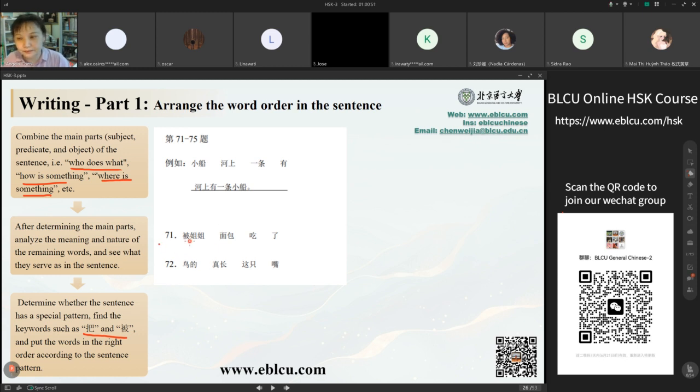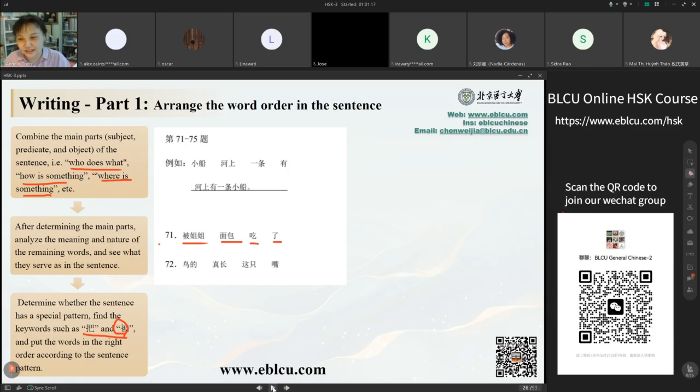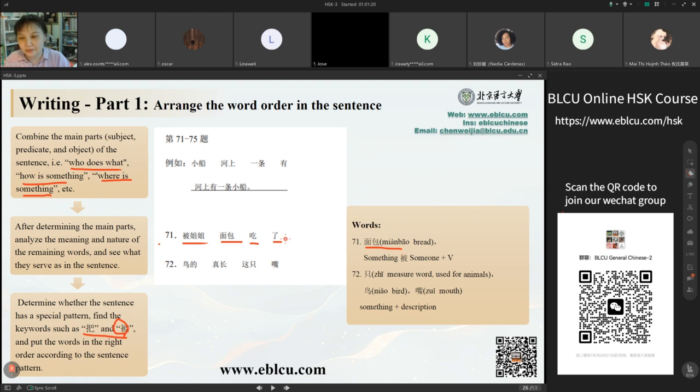So let's take a look here. 被姐姐面包吃了. Okay, what should the sentence be? This is the bei sentence, right? I think some of you already typed the correct answer. Yes. 面包 is bread, and the bei sentence is something, bei somebody, and then the verb. So the answer is 面包被姐姐吃了. Something bei someone, and then the action verb, and le is usually after the verb, right?